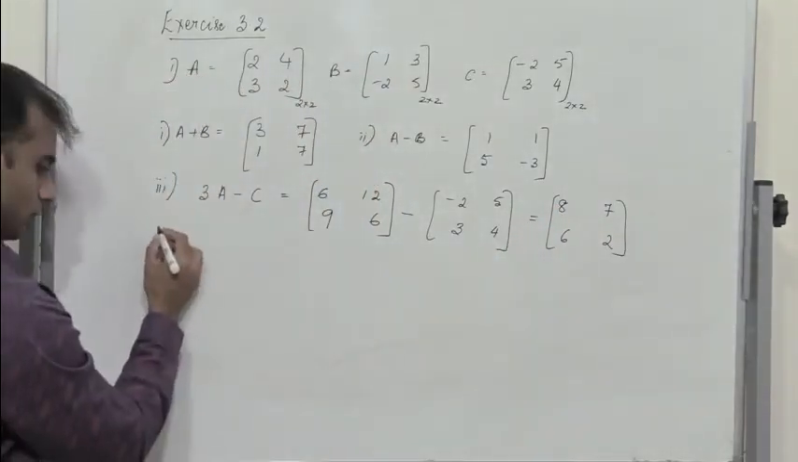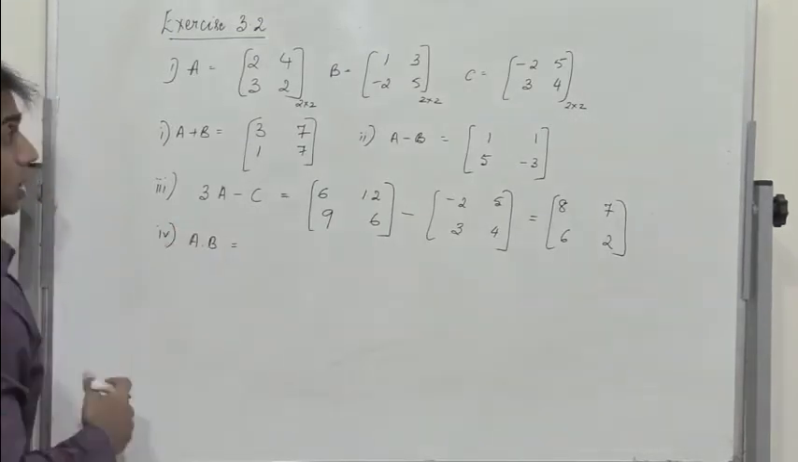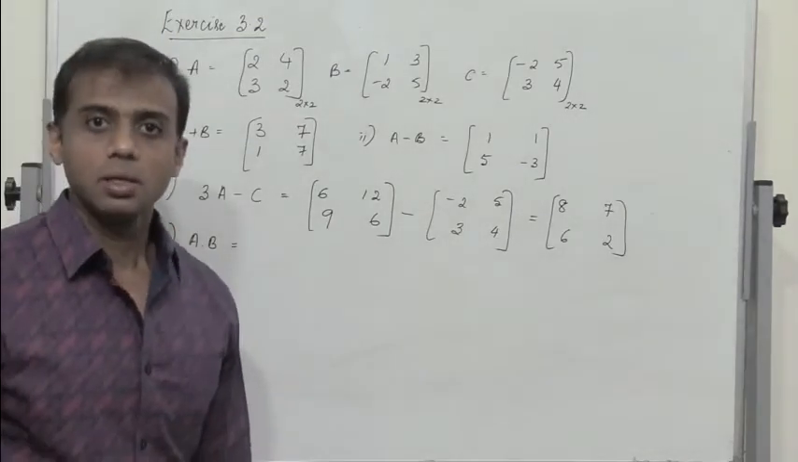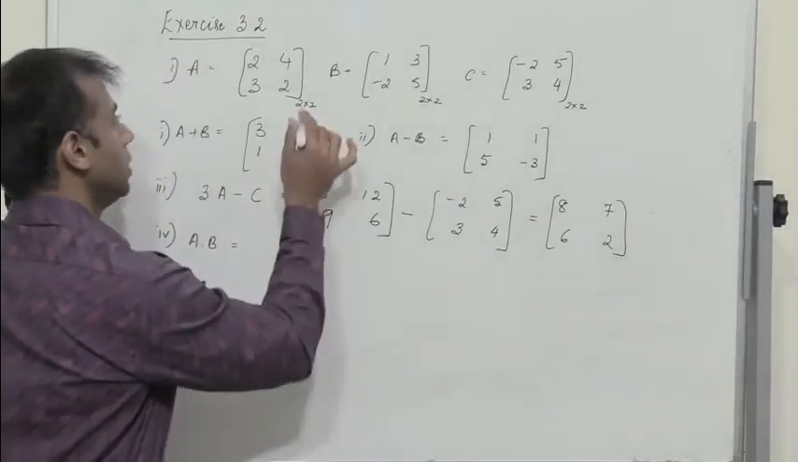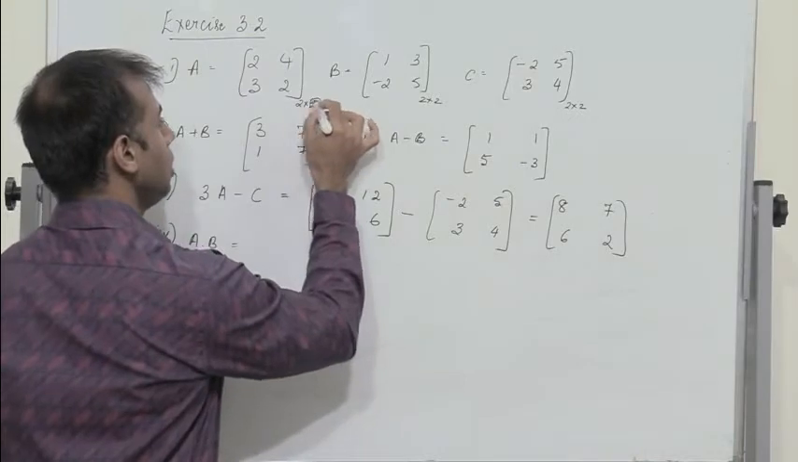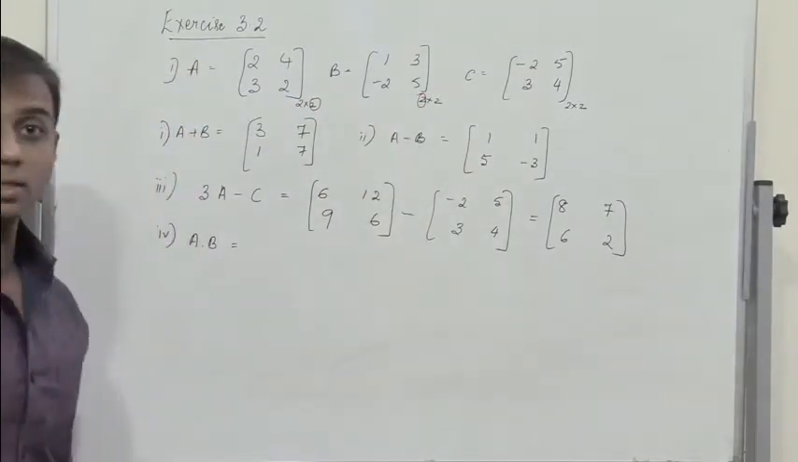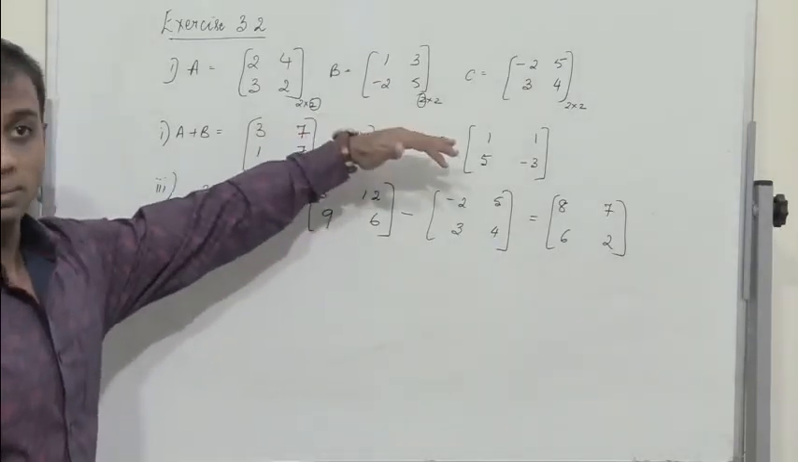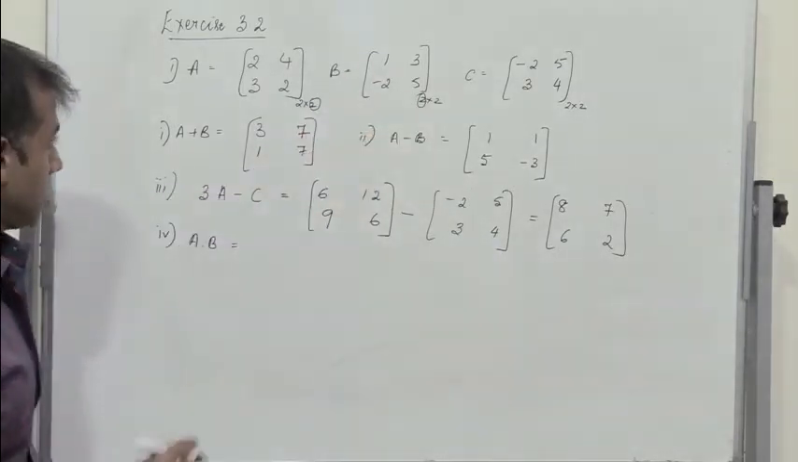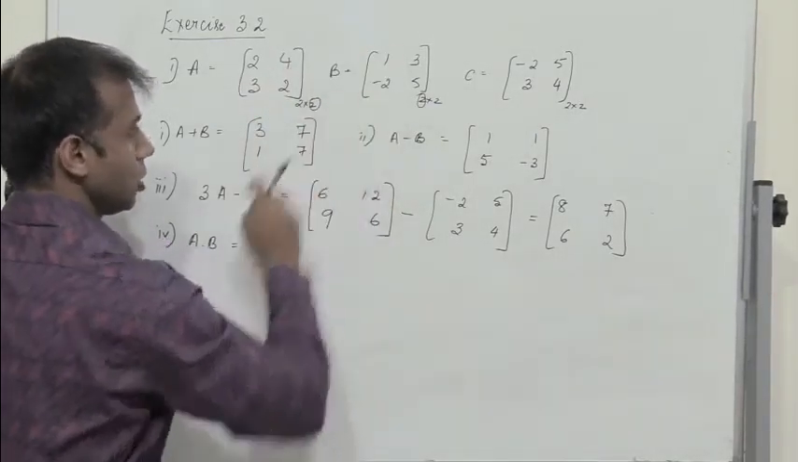So next 4, A into B. So when can we multiply two matrices? Now two matrices can be multiplied with each other only if the column of the first matrix and the row of the second matrix are the same. So here this is 2 and this is also 2. So we can multiply these two matrices. So how do we multiply? It is the first row elements with the first column elements.